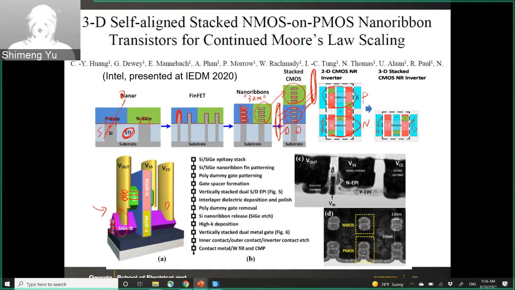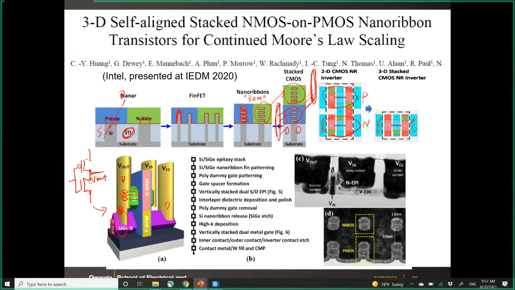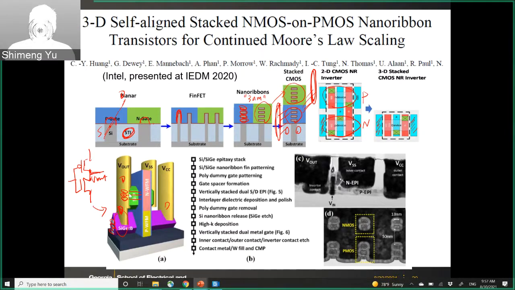Because for NMOS and PMOS, from the circuit point of view for the inverter, this is a way out node. So the NMOS and PMOS drain contact, this is the drain contact, will collect it together. The yellow pillar is going to collect the way out for the NMOS and PMOS regions.